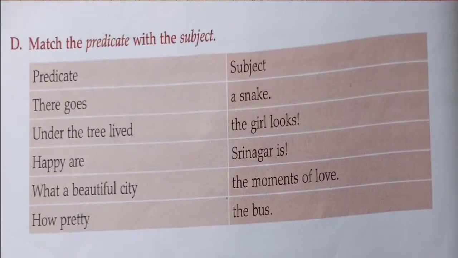Now students, here we have to match the predicate with the subject. So all of you take your pencils and be ready. Here predicate: There goes, under the tree lived, happy are, what a beautiful city, how pretty. And subject: a snake, the girl looks, Srinagar is, the moments of love, the bus. Now here we have to match the predicate with a suitable subject.